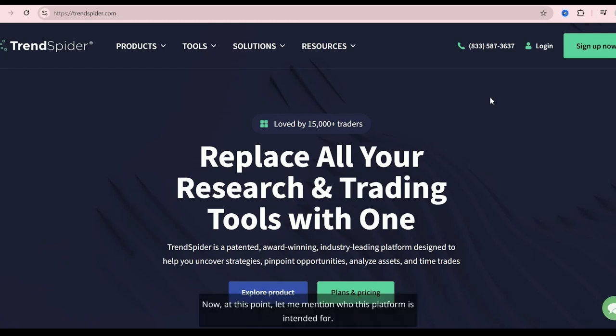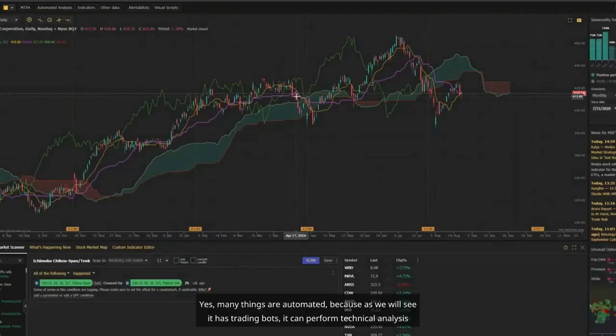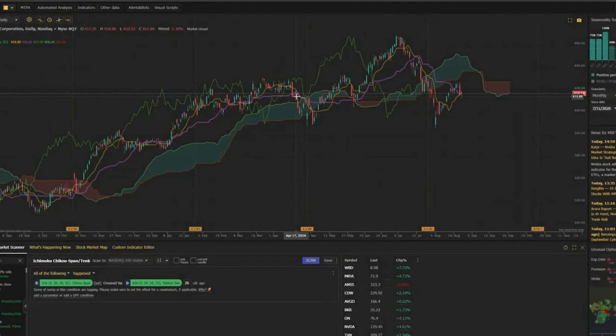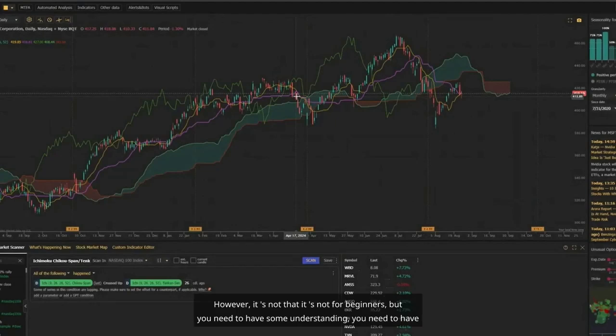Now, at this point, let me mention who this platform is intended for. Yes, many things are automated, because as we will see, it is trading bots. It can perform technical analysis automatically. Everything is automated. However, it's not that it's not for beginners, but you need to have some understanding. You need to have engaged with trading. You need to know what you're reading. You need to know how to read basic charts, at least candlestick charts, to perform basic technical analysis and to know how to recognize signals.